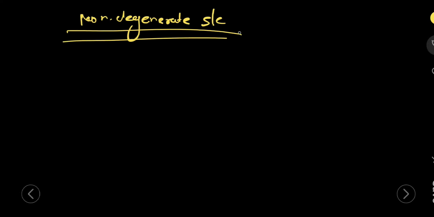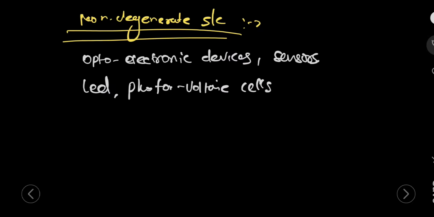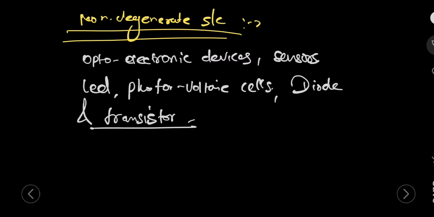Application of non-degenerate semiconductors: they are used in modern electronics, like optoelectronic devices, sensors, LEDs, photovoltaic cells, diodes, and transistors, and many more applications are there, but we are discussing this one only.